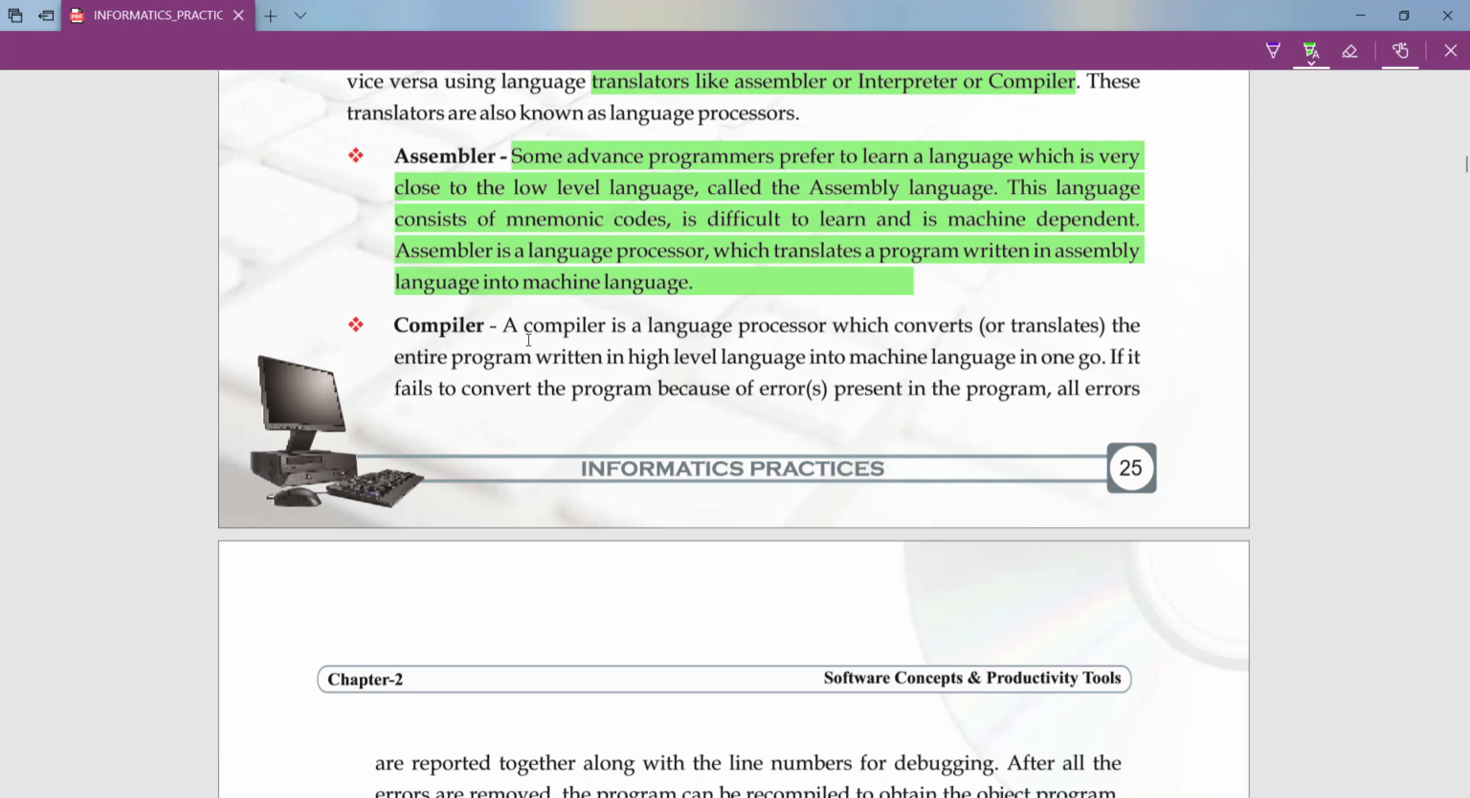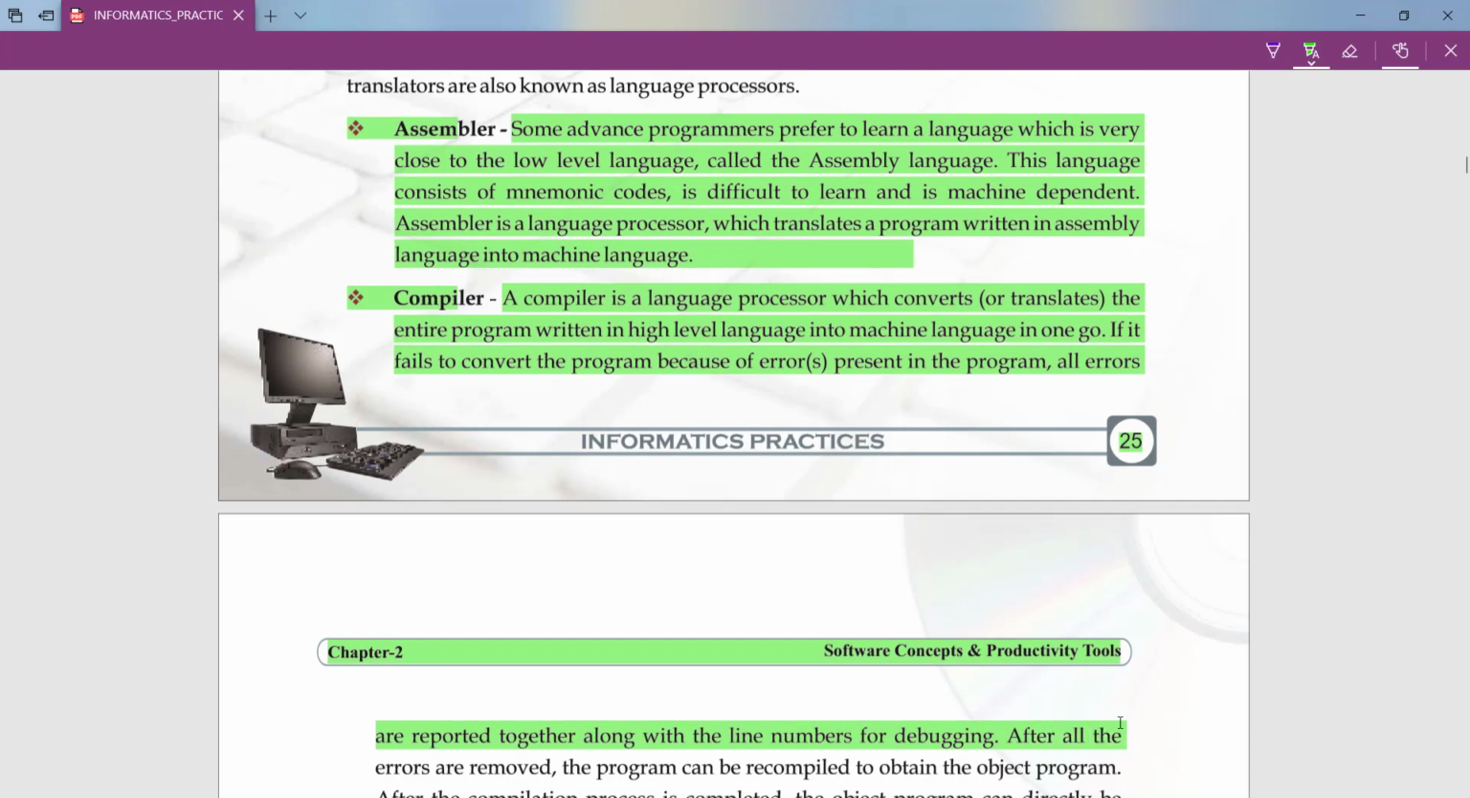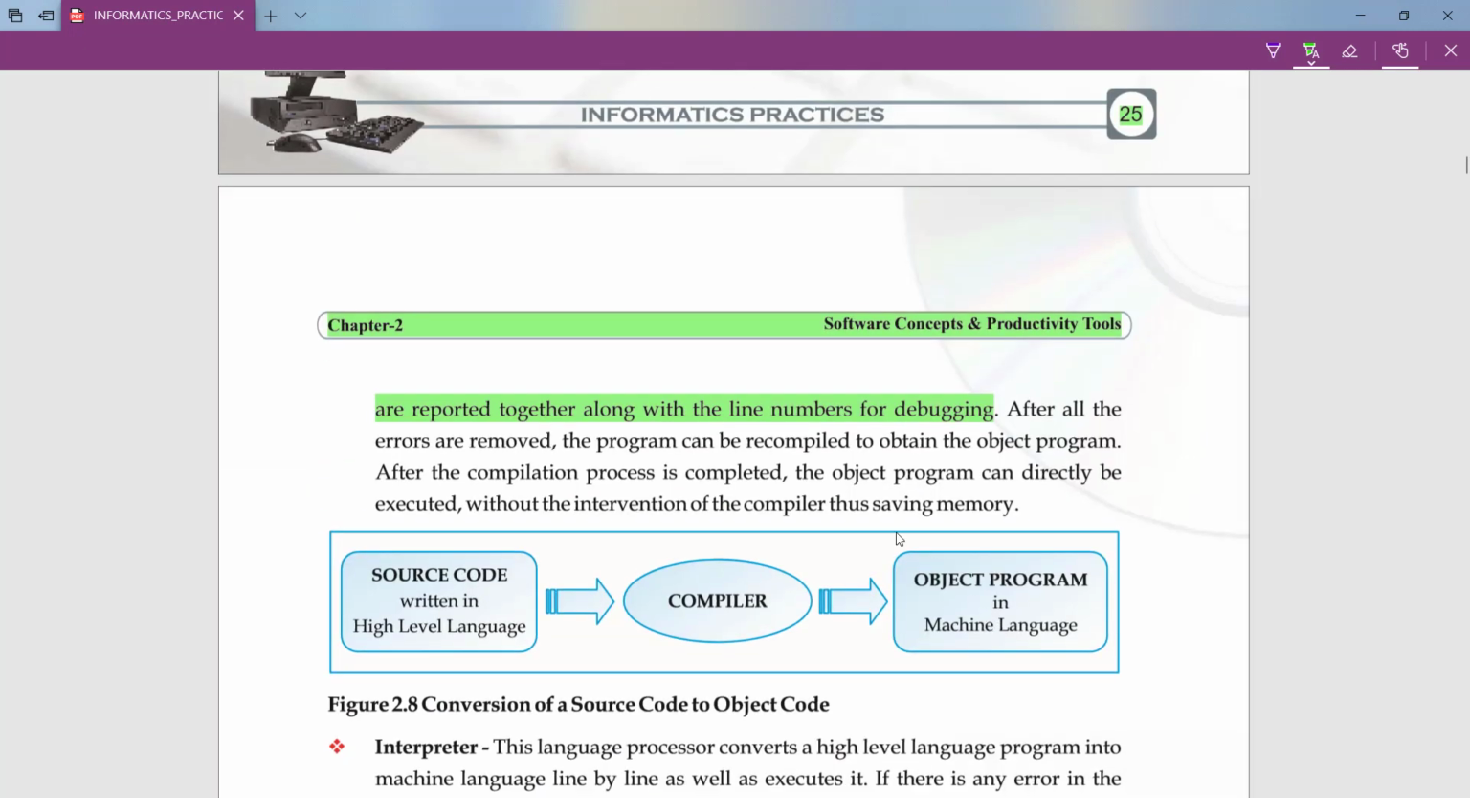So the definition of compiler is: a compiler is a language processor which converts the entire program written in high level language into machine language in one go. If it fails to convert the program because of errors present in the program, all errors are reported together along with line numbers for debugging. Debugging is the process of removing errors. So the error removing process is called debugging. Clear?